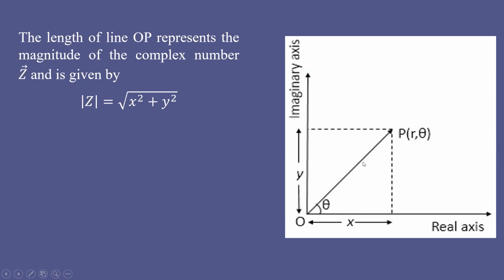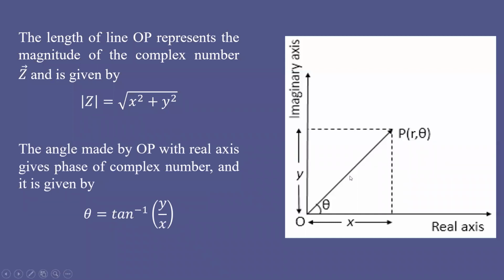What is the magnitude of the complex number? You know that the magnitude of a complex number is mod of z, that is given by square root of x square plus y square. So definitely this is representing the magnitude of that complex number. This is given by x square plus y square according to the Pythagoras theorem. This is in 90 degree. So according to Pythagoras theorem, definitely the length of this particular line OP, which represents the magnitude of complex number z, and therefore mod of z is equal to square root of x square plus y square.